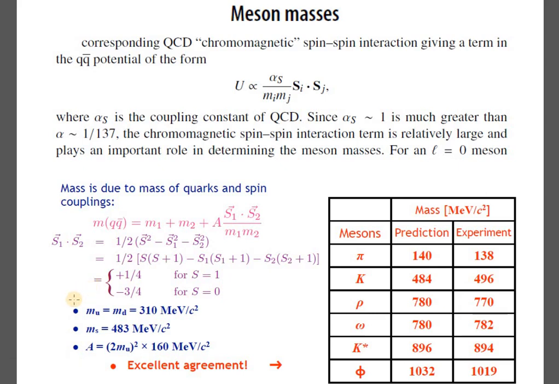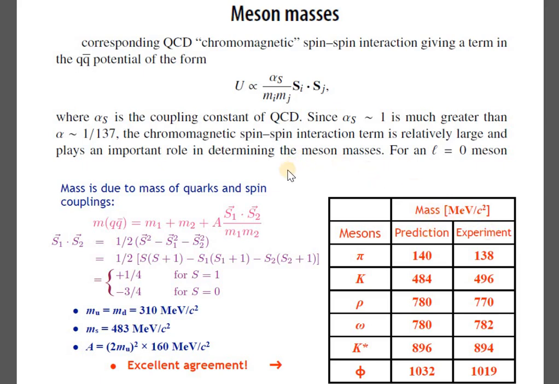Now if I use these values, mu and md the same, and ms somewhat different from the one I talked about before, and use the masses here, then these are the predictions. These are the predicted values for the various mesons, and these are the experimental values. What we see here is indeed a very nice agreement between the predictions and experiments.